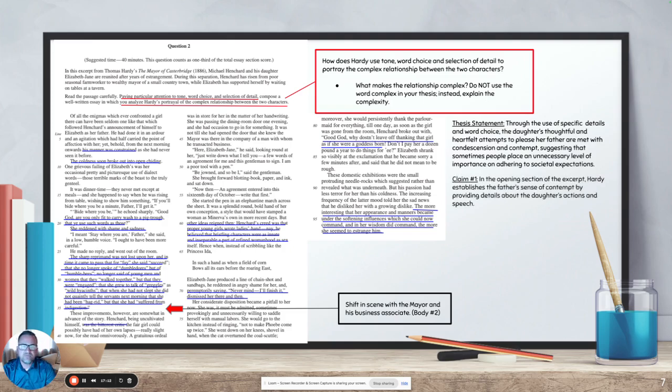The first claim for body paragraph number 1 would read something like this. In the opening section of the excerpt, Hardy establishes the father's sense of contempt by providing details about the daughter's action and speech, because that is the purpose of the first section. In the second section, Hardy continues to illustrate the father's harsh treatment of his daughter while providing details of a meeting with a business associate. And that might be our claim number 2. And then I would pull in several examples from that section.